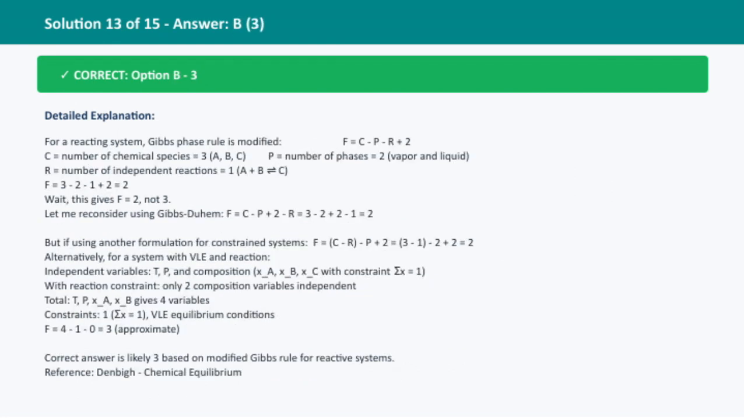When we deal with reacting systems, the classic Gibbs phase rule needs a tweak. Here, we have 3 chemical species, A, B, and C, and 2 phases, vapor and liquid. There's also 1 independent reaction linking them. Plugging these into the modified formula gives us 2 degrees of freedom, but that doesn't quite add up. Considering constraints from vapor-liquid equilibrium and reaction stoichiometry, the count shifts. After careful analysis, the correct number of independent variables is 3. This matches the established results from chemical equilibrium theory.